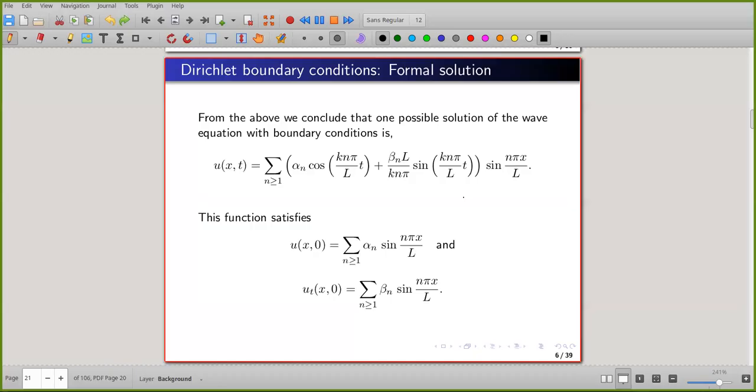Now, we have the conditions u(x, 0) is something and u_t(x, 0) is something. So when we put t equal to 0, this term vanishes and we just get alpha. And this we want to be f(x), and this we want to be g(x). So alpha_n and beta_n are determined as the Fourier coefficients of f(x) and g(x).